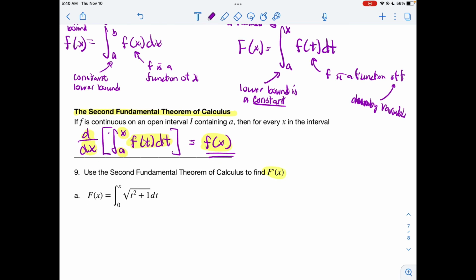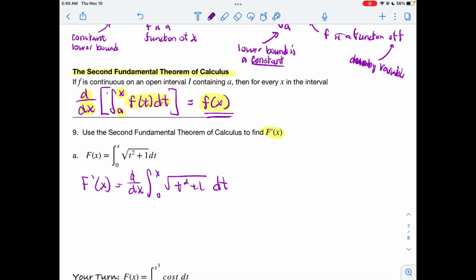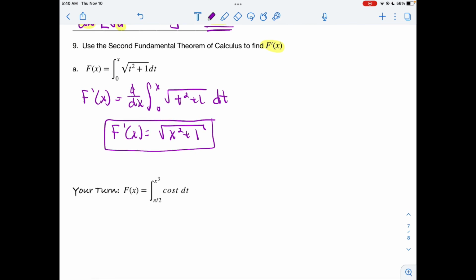Okay, so use the second fundamental theorem of calculus to find the derivative of the antiderivative of f of x. So big F prime of x is equal to the derivative of the integral from 0 to x of the square root of t squared plus 1 dt. Since I'm finding the derivative of the integral and the upper bound is a variable, that is simply equal to the square root of x squared plus 1. I just replace the dummy variable t with the upper bound x.